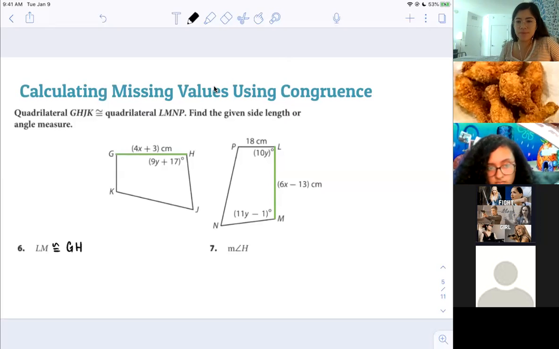I need to set up an equation. So what can my equation be? To find out the length GH, I want to know the length of LM.